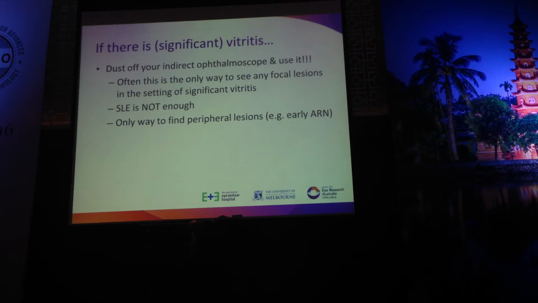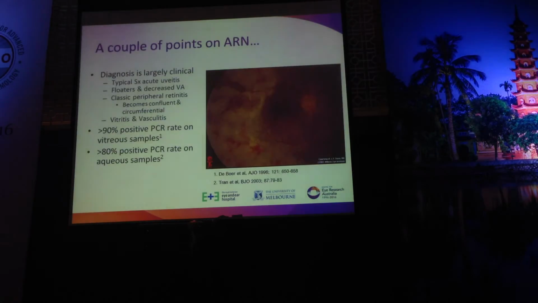Because if you sit on the slit lamp, it is not enough. You're not going to get enough wattage to actually get out through that vitritis and also get out to the periphery to find these lesions, okay? Because often in acute retinal necrosis, it starts off very peripheral, you're not going to get there on the slit lamp, okay? So your indirect ophthalmoscope is your friend in these situations.